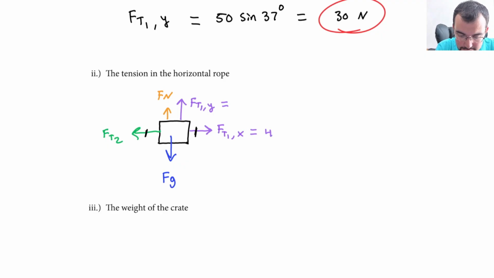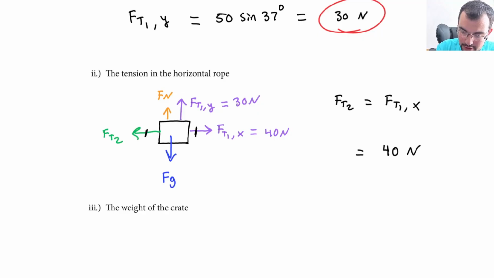We said this was 40 newtons and this was 30 newtons. So we can see just from balancing, the tension in the horizontal rope just has to balance that 40 newtons. So Ft2 is just going to balance the horizontal component of the tension of the pulling rope, which is 40 newtons as well.